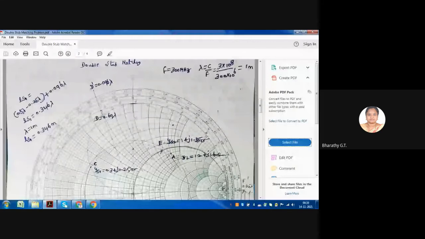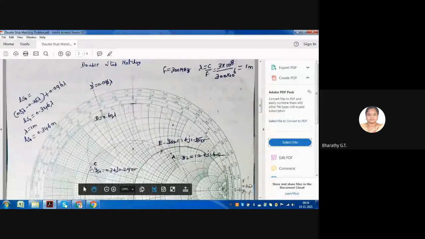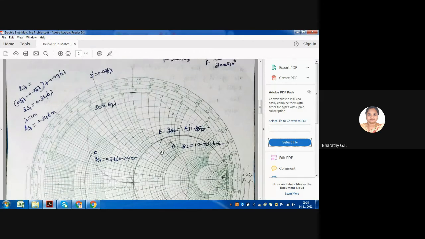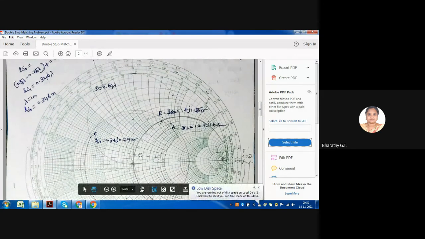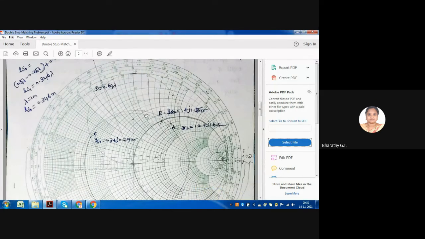Okay. So what is the step that you have to follow? With O as center and OC as radius, draw a curve and mark the point E at the point where it touches the R equal to 1 circle. So the R equal to 1 circle is already in the chart. Darken that circle. With O as center and OC as radius, draw a curve. So this is the curve that is drawn. That curve should touch the R equal to 1 circle at the point E.